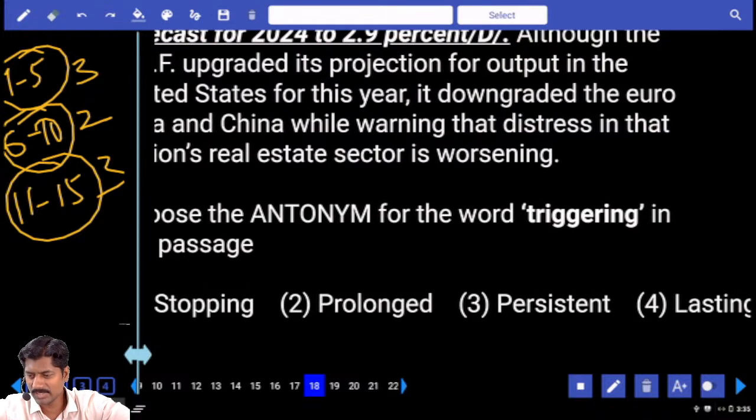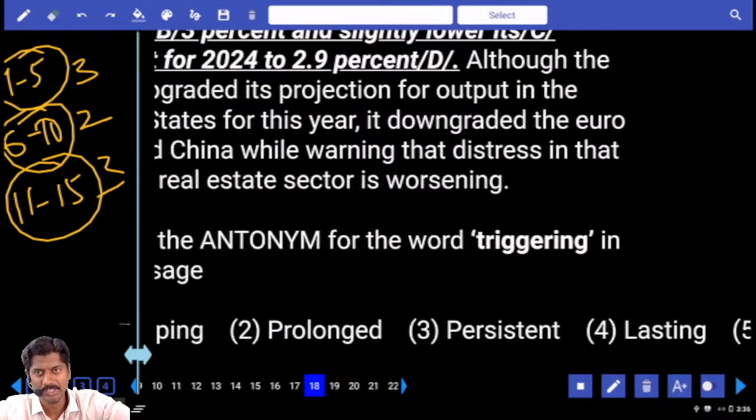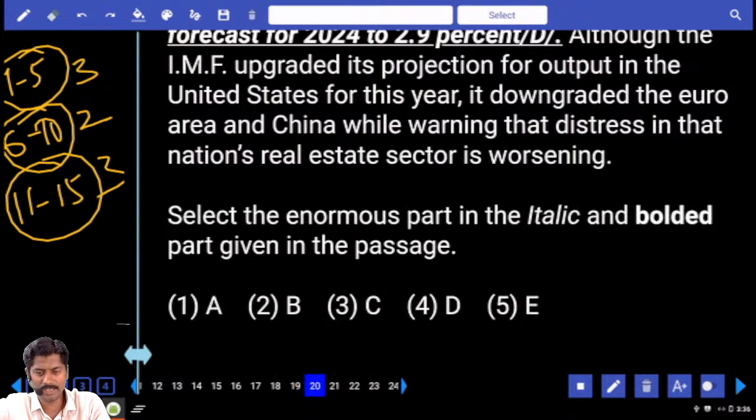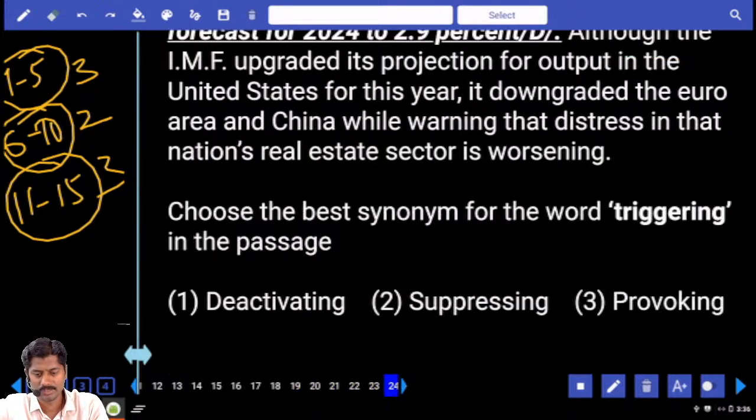Stopping, prolonged, persistent, lasting and protracted. Unfortunately, none of the options is suitable, because in the 18th it is triggered and the 24th also triggering.